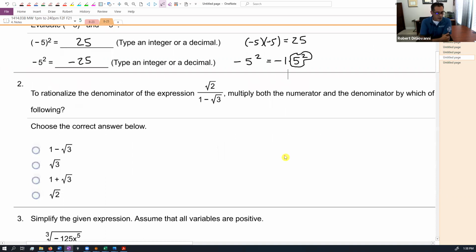Okay, the next thing is to rationalize a denominator. So what is rationalizing a denominator? Has anyone ever heard? I'm sure you've heard of it, but can anyone explain what we mean by rationalize a denominator? Like what is the goal? What are we trying to achieve? What are we trying to do?